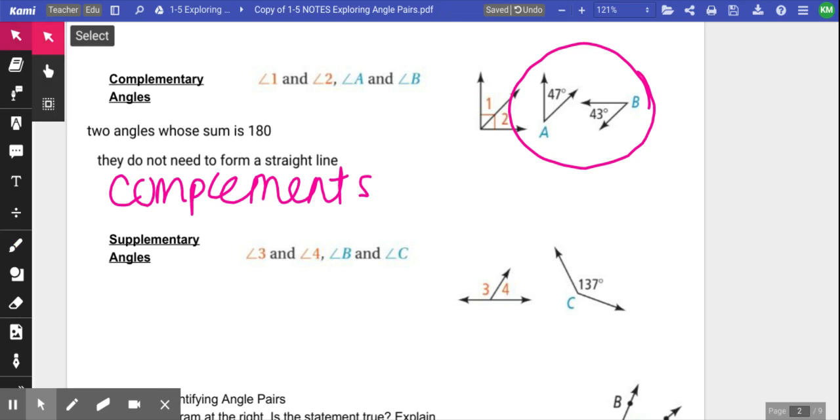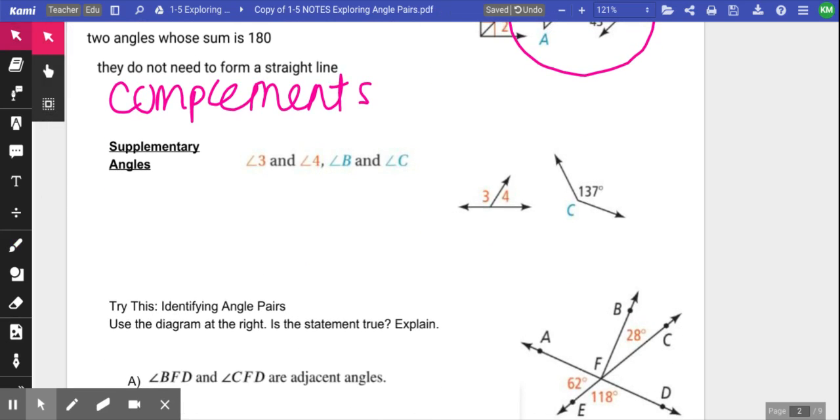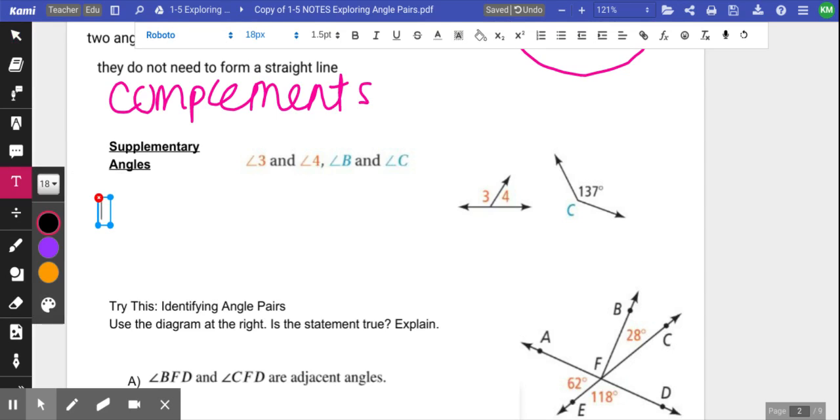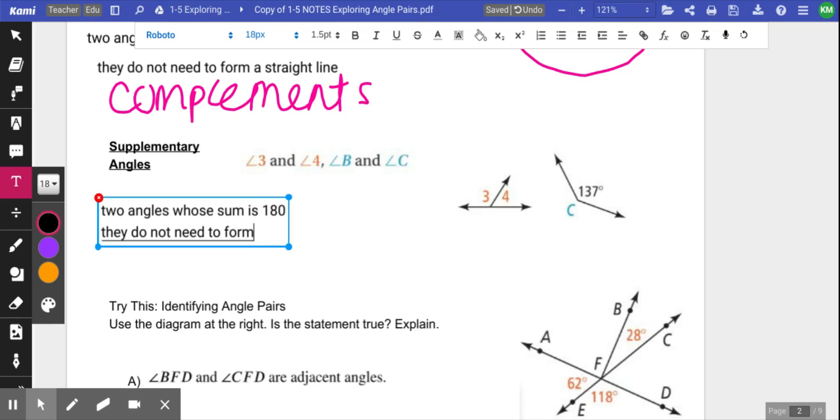Okay, now similarly, we have supplementary angles. So when we have supplementary angles, two angles whose sum is 180 degrees. Now, like complementary angles, for supplementary angles, they do not need to form a straight line.